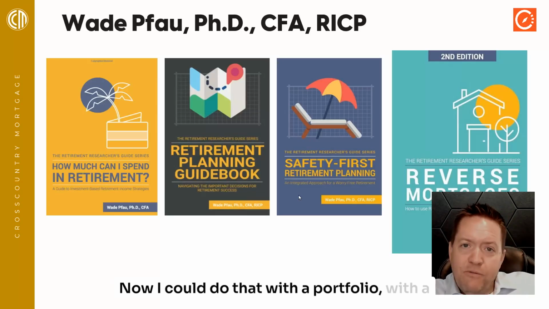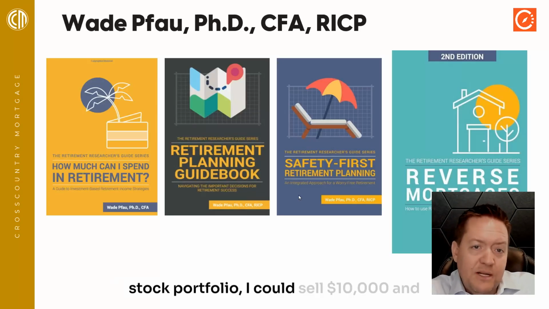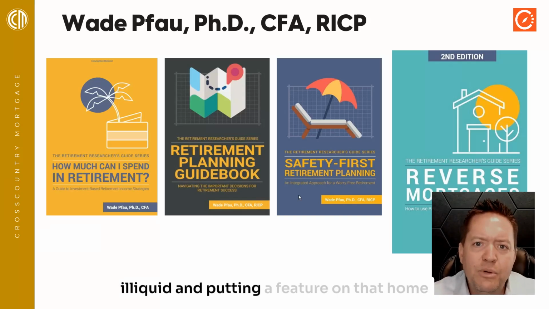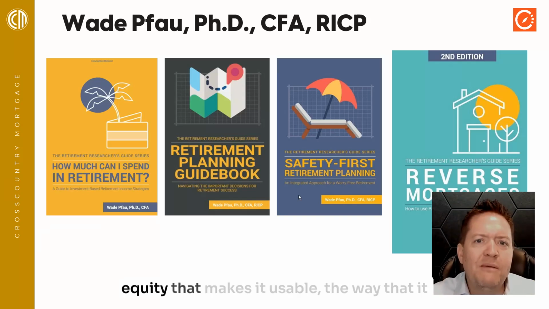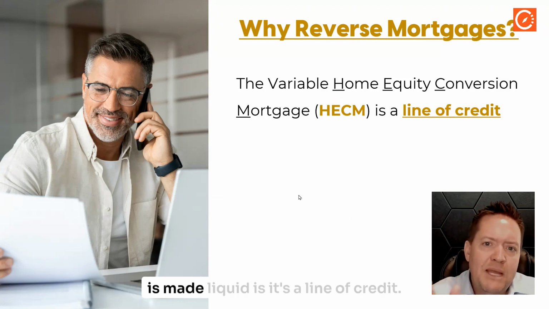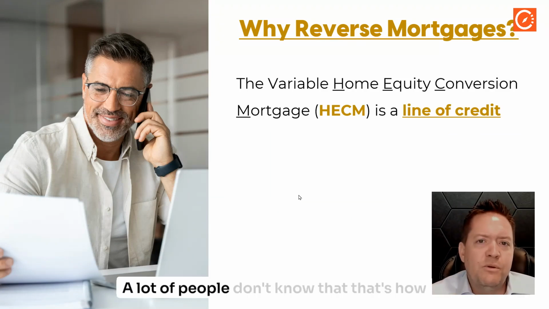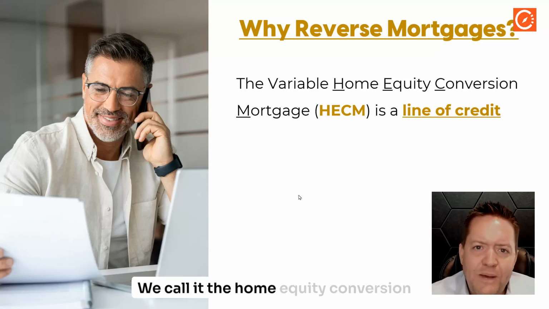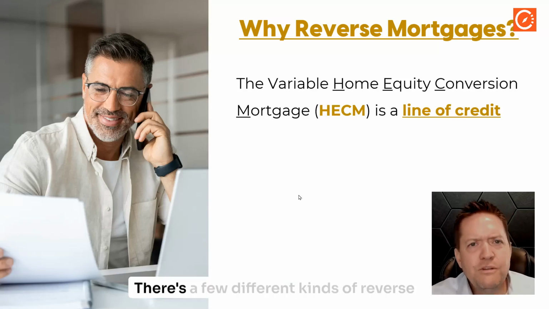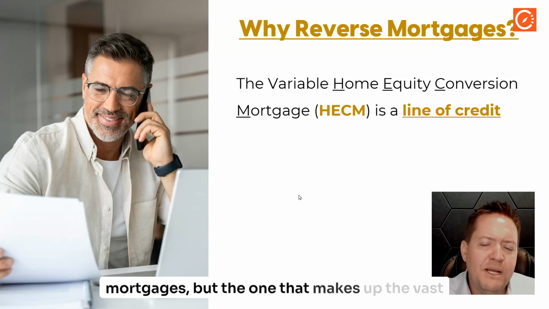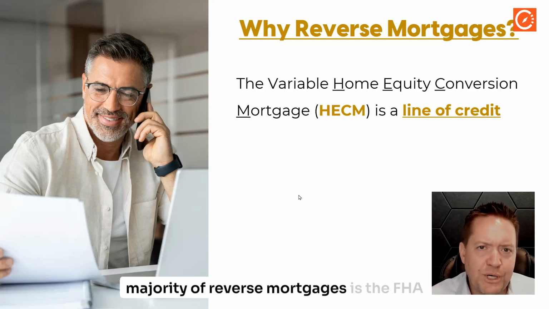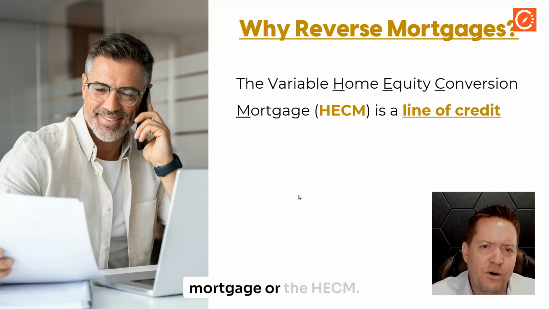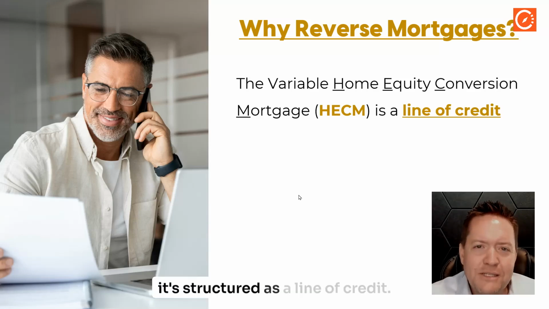I could do that with a stock portfolio. I could sell $10,000 and spend that. But home equity is illiquid, and the way to put a feature on it that makes it usable is a line of credit. A lot of people don't know that's how it's structured, but it is. We call it the home equity conversion mortgage. There are a few different kinds of reverse mortgages, but the vast majority are the FHA insured reverse mortgage, technically called the home equity conversion mortgage, or the HECM. It's structured as a line of credit.